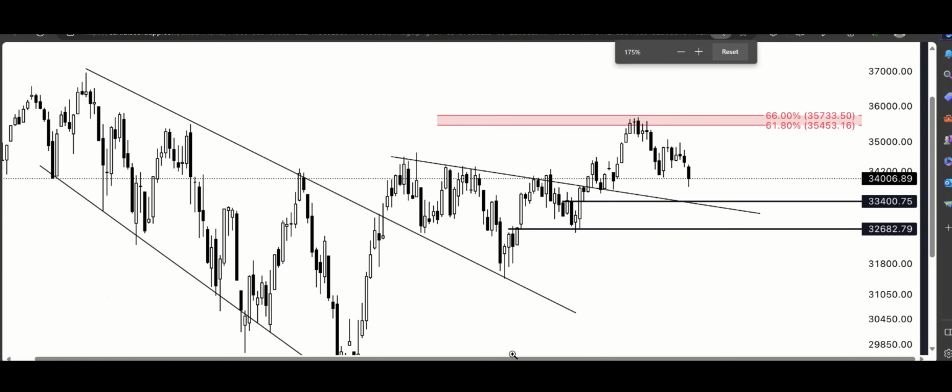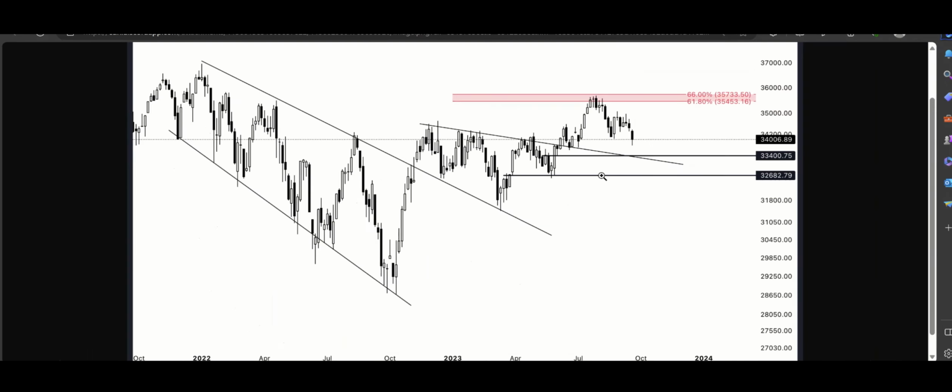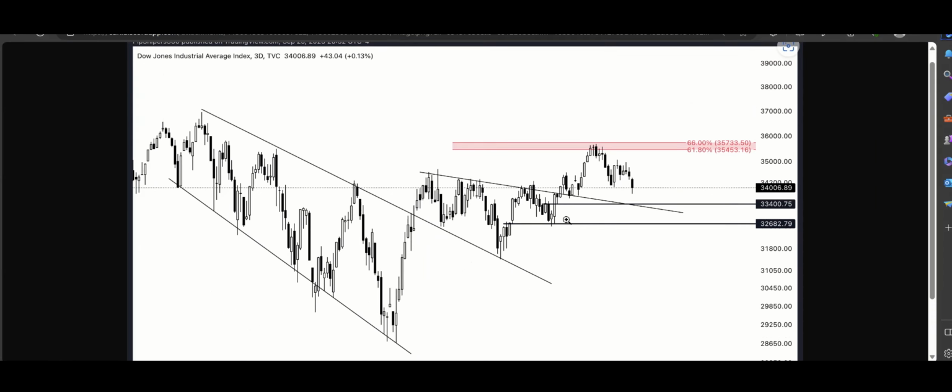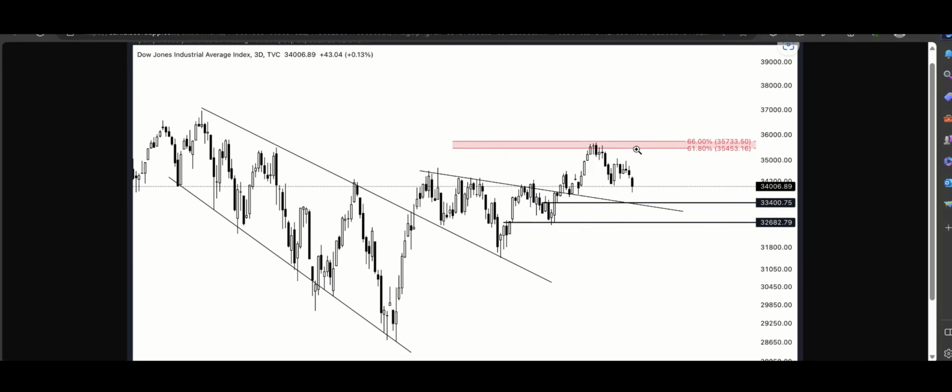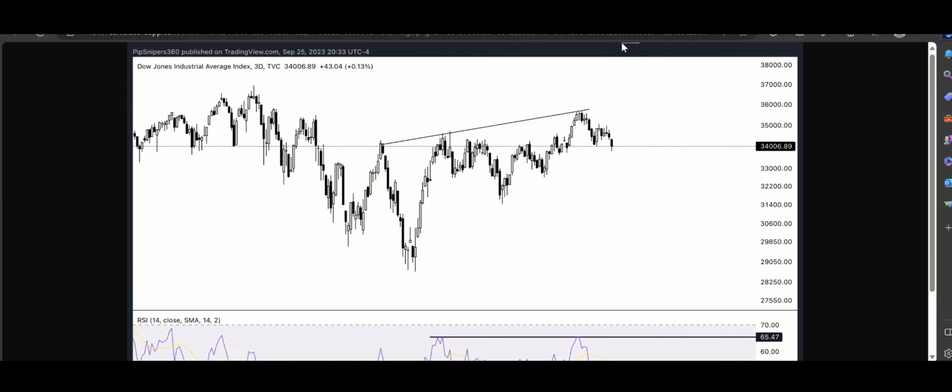Now, if you go below this range over here at 33,400 to 32,682, if you end up going back into this range, that'll be bearish for the Dow Jones Industrial Average. It will be bearish because then you'll be breaking bullish structure, right? So you don't want to be going back into this range, and especially going below it. Okay, or any weekly closes within the range would just break bullish structure. Okay, so let's take a look at this.